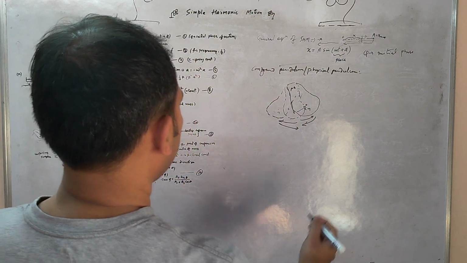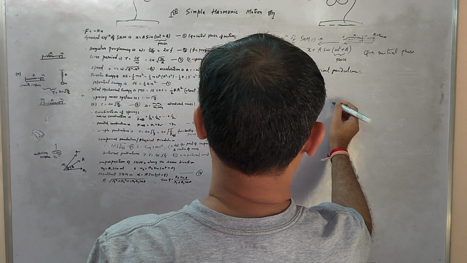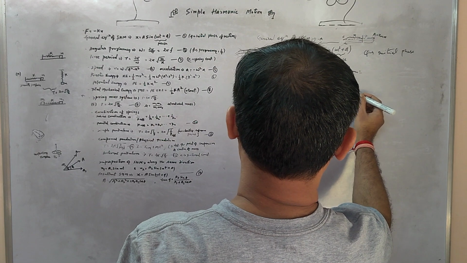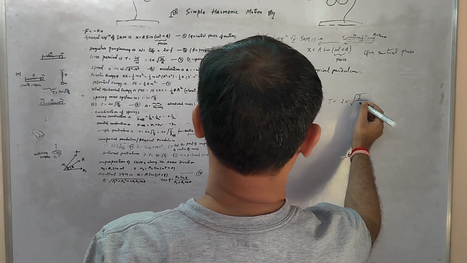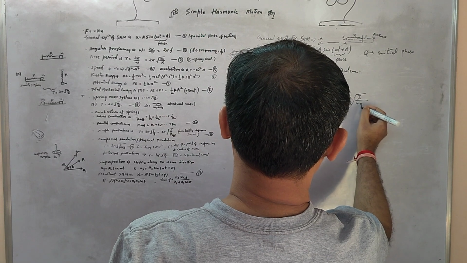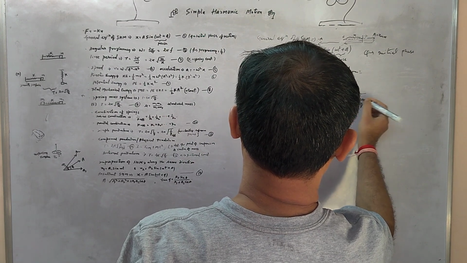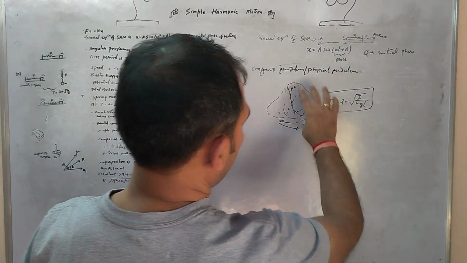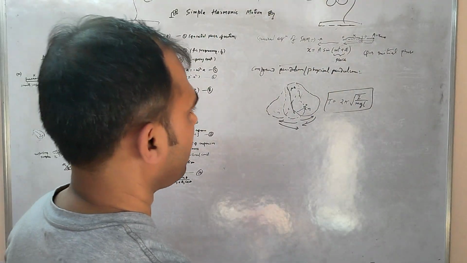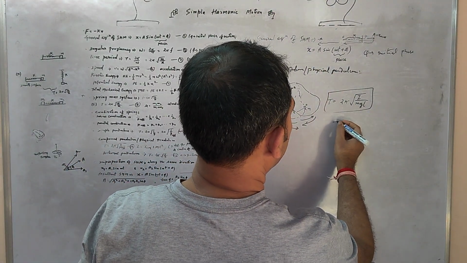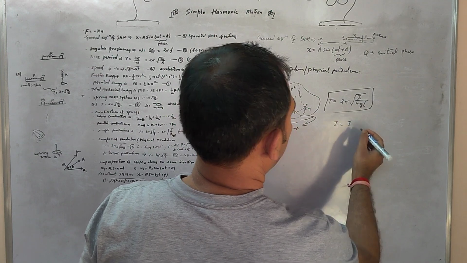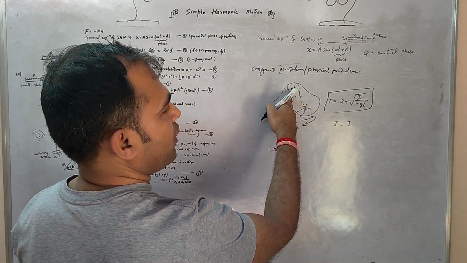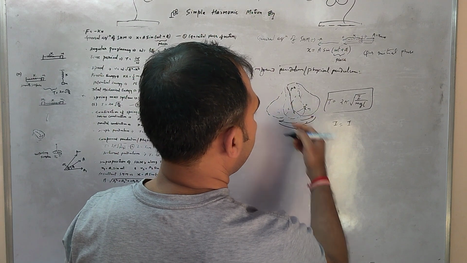So if we have to find the time period, it will be equal to 2 pi root of I, the moment of inertia, upon mgL. This is the formula, where m is the mass of this body, I is the moment of inertia, but with reference to this particular point, or say around P.